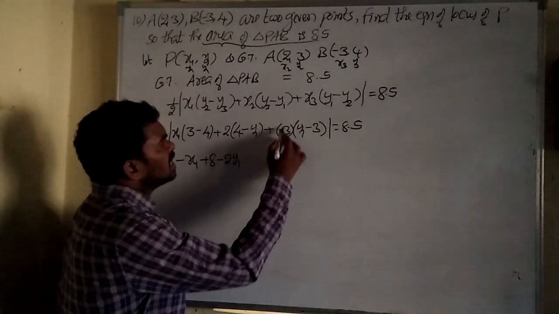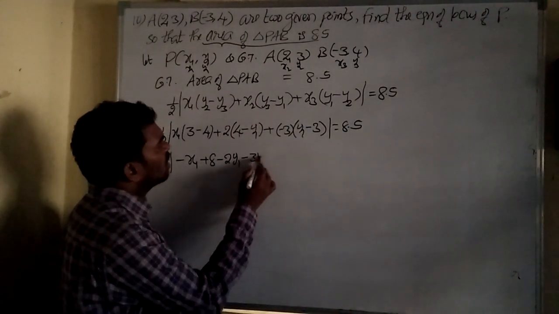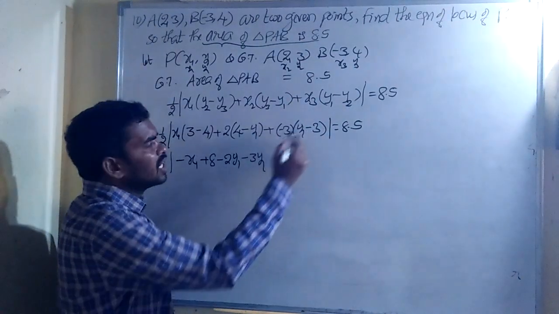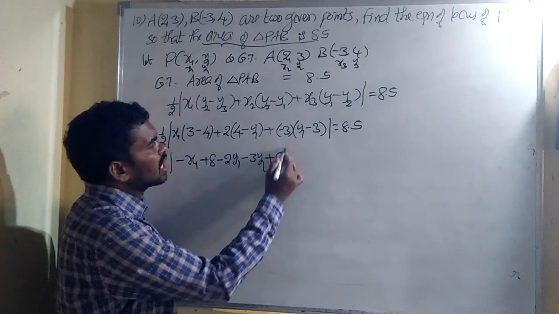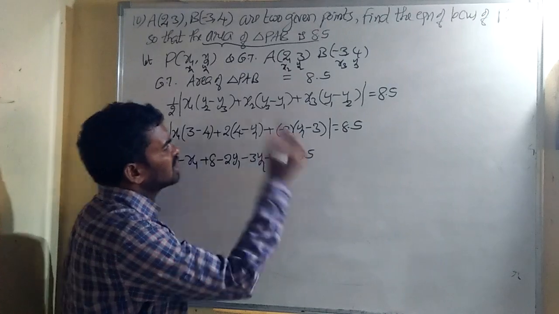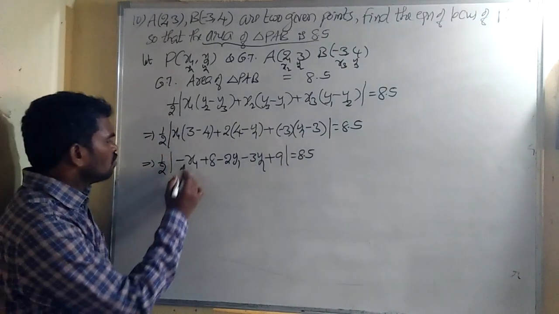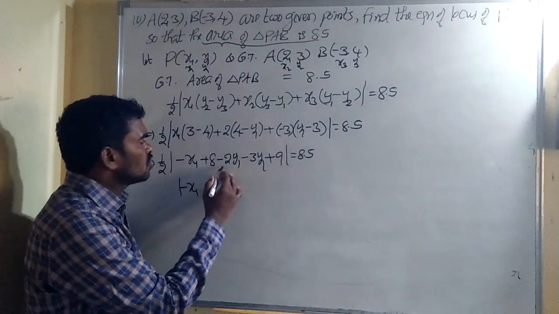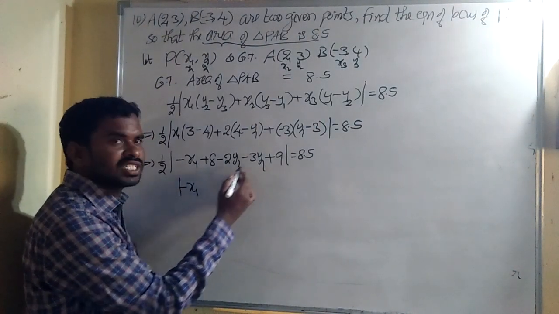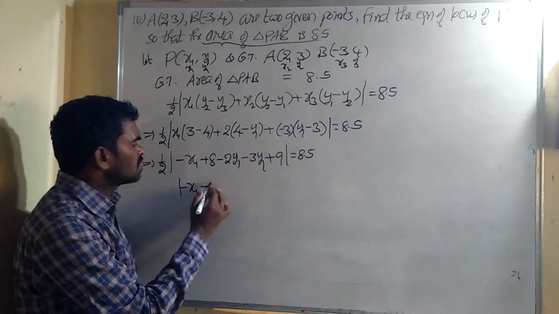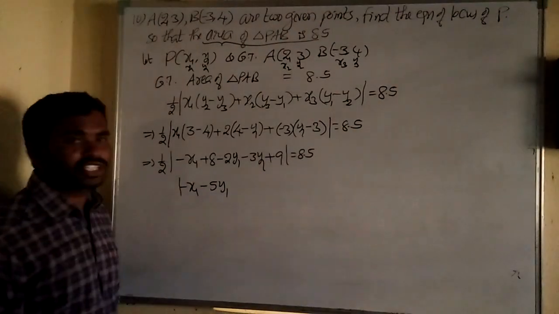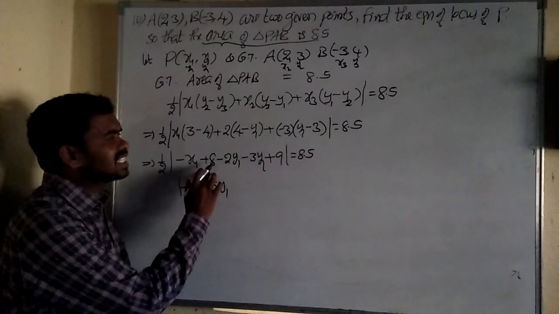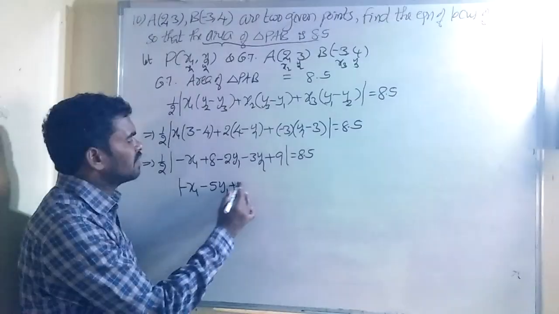Here also minus 3 into y1, minus 3y1. Minus 3 into minus 3, minus into minus plus, 9 is equal to 8.5. That's it. Very good. So what are the terms? Minus x1. Okay, y terms. So here y1 terms minus 2 are there. Here minus 3 are there. So total y1 terms minus 5y1. Next the numbers. Plus 8 plus 9 becomes plus 17.